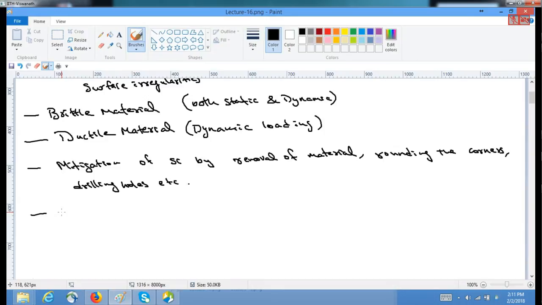Even after that, sometimes the discontinuities in the stress lines do occur for a longer time. In those cases, the designer has to consider the effect of stress concentration in the design. For that, we have followed 4 tabular charts.